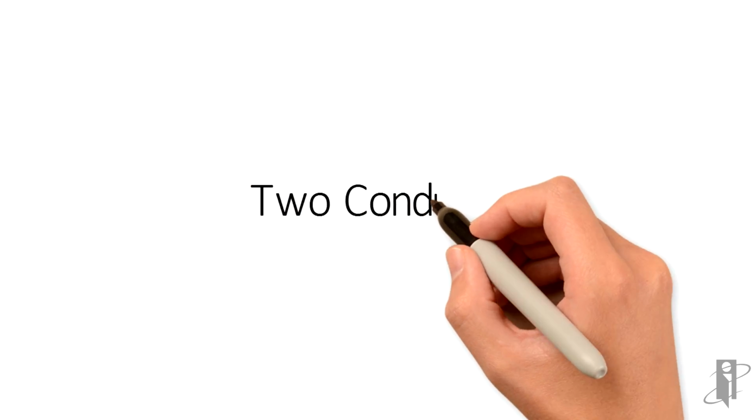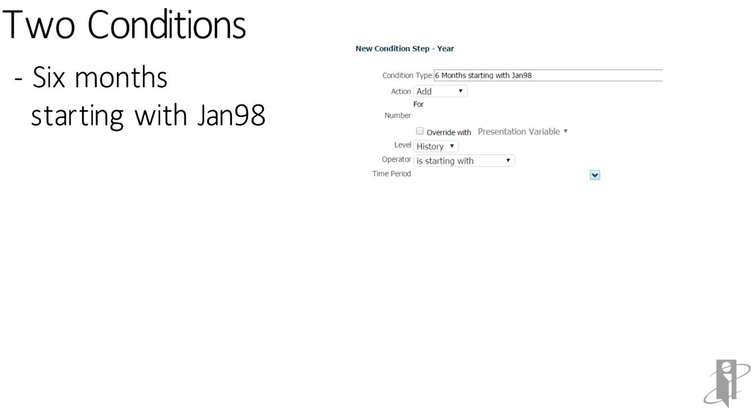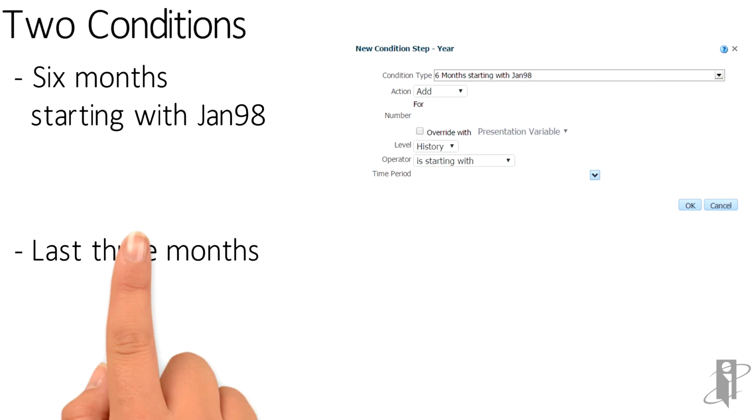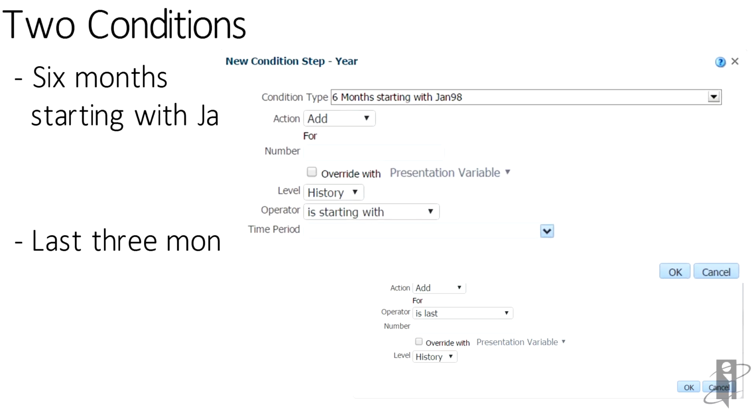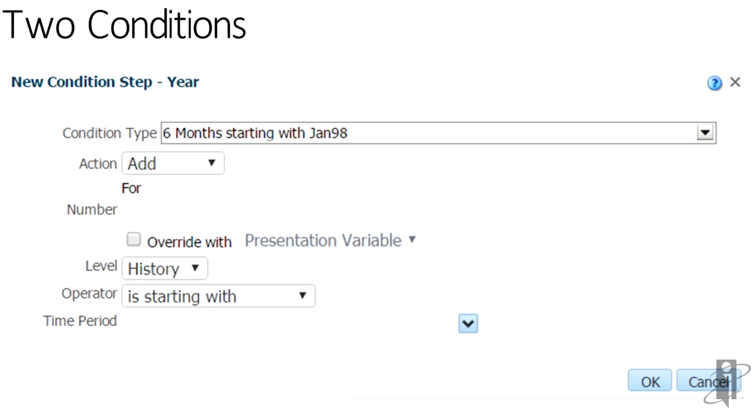There are two time ordinal conditions to choose from. The first one is labeled with a strange name, 6 months starting with Jan 98, and the other is last 3 months. The biggest difference between them really is the 6-month option allows you to specify where in the hierarchy you basically want to start. You may not want to start at January or December and roll. You may want to start at April, let's say, if that's where your fiscal year is, or that's where your actuals start, or your forecast starts, or whatever particular condition you're trying to meet.